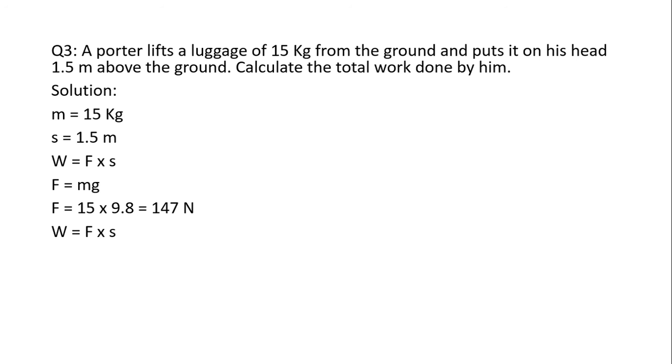Work is equal to F into S. So 147 into 1.5 is equal to 220.5 Newton meters. 220.5 joule. So work done by the porter is 220.5 joules.